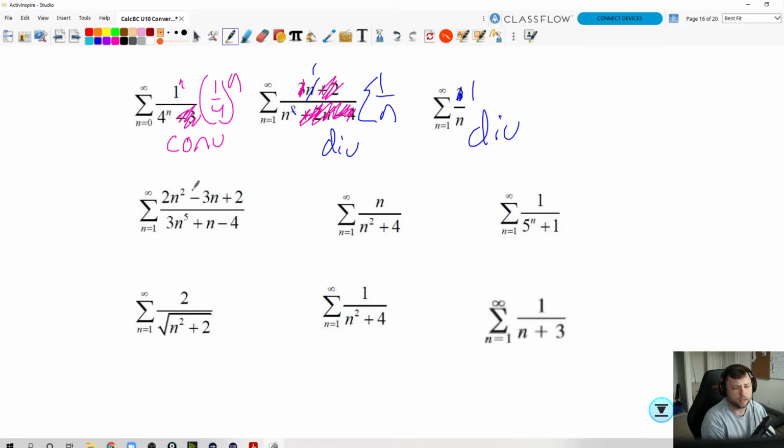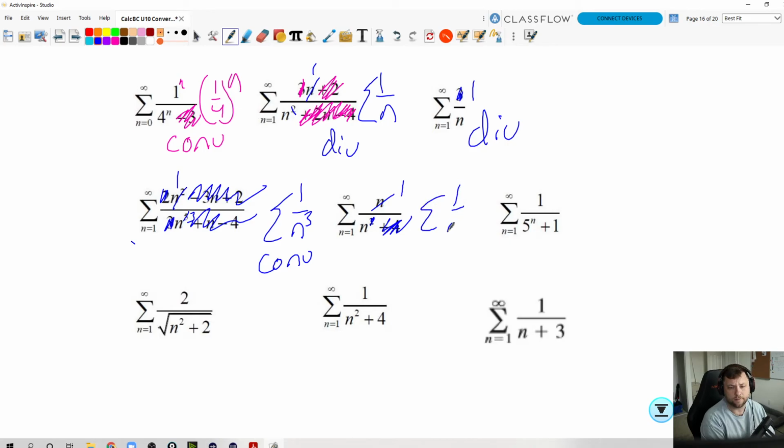This one right here, let's get rid of stuff that doesn't matter. That doesn't matter. That doesn't matter. This doesn't matter. All right. So we got 2 extra n's down here, and I'm going to take this. We're left with 3 down here. So it's really close enough to 1 over n cubed. This one is a p series. P is greater than 1, 3. So this is going to converge. That means the original converges. Next one right here. This doesn't matter. Cancel out one of the n's. So I'm left with close enough to 1 over n right here. And this is going to diverge just like the 2 above us that we did.